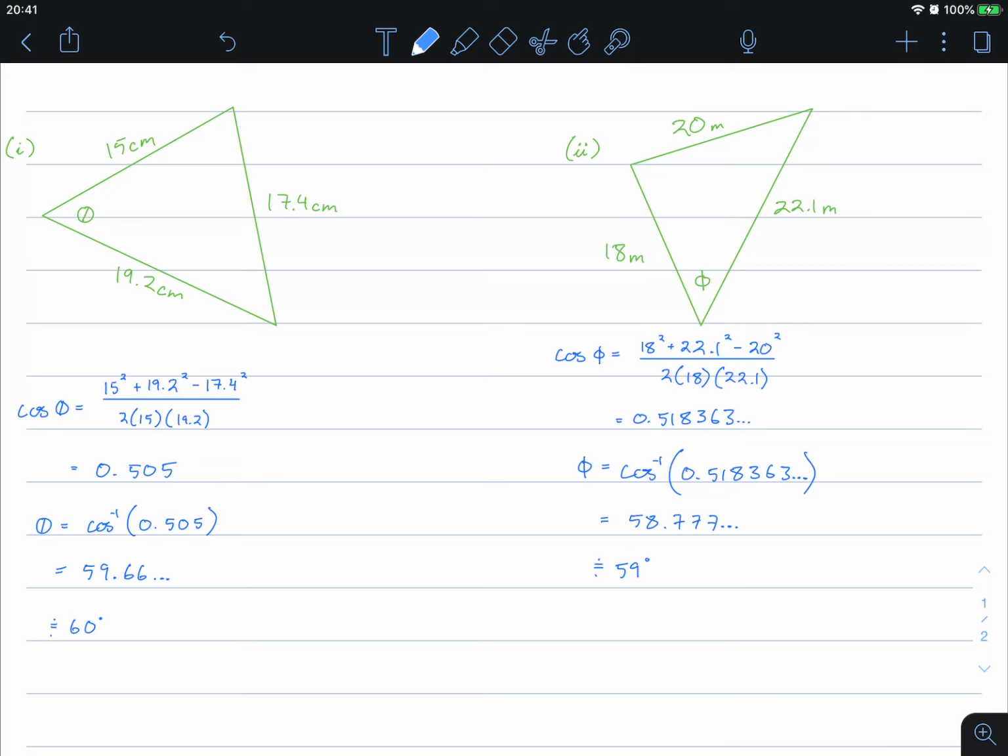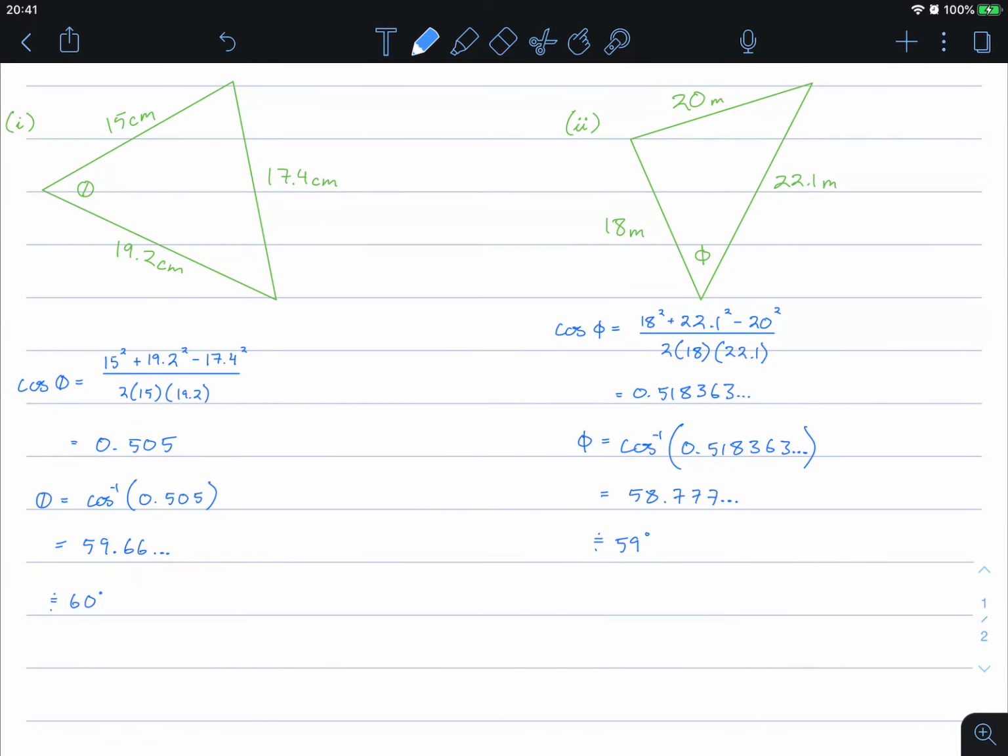So I hope that gave you an insight into applying the cosine rule to calculate missing angles.